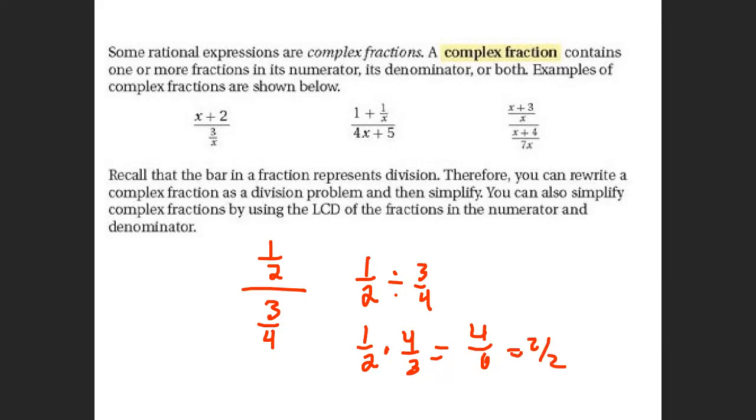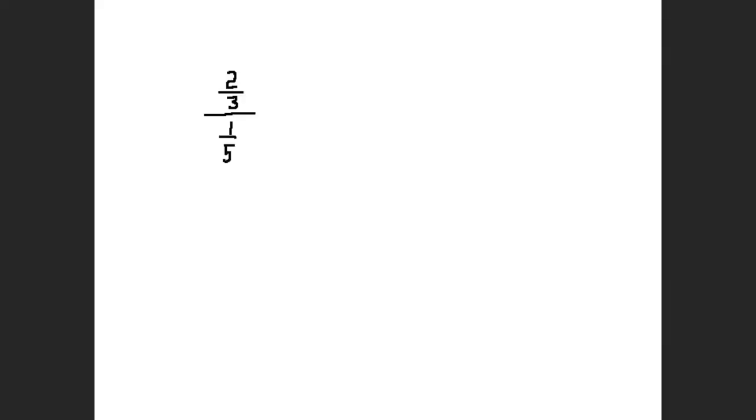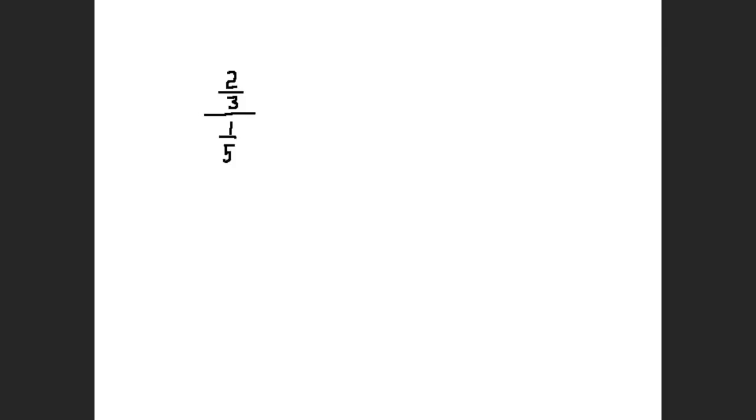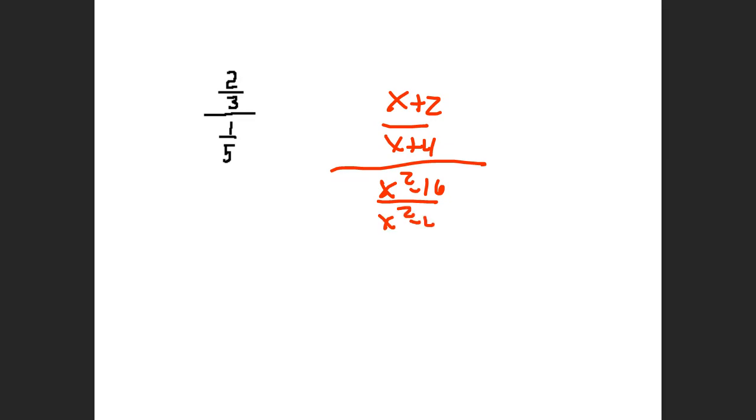Now, let's say they gave me some crazy function. Let's say they gave me something like this: x plus 2 over x plus 4, divided by x squared minus 16 over x squared minus 4. Oh man, that looks way too hard, Mr. Shanklin. So what I'm going to do is just flip this. I'm going to go x plus 2 over x plus 4.